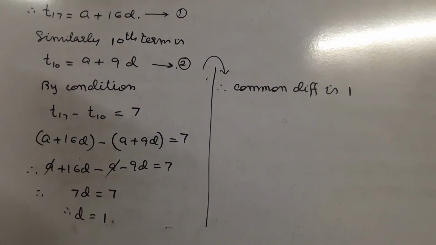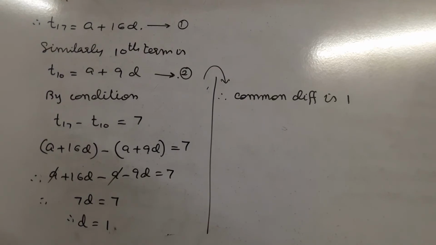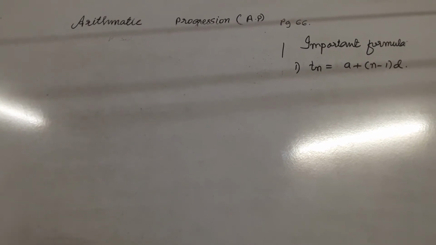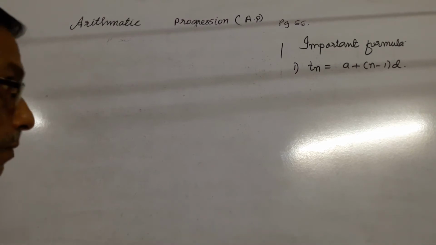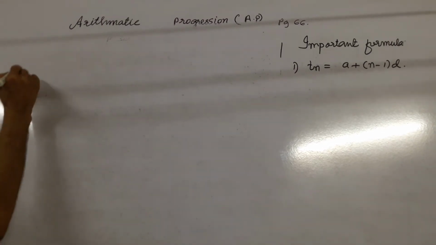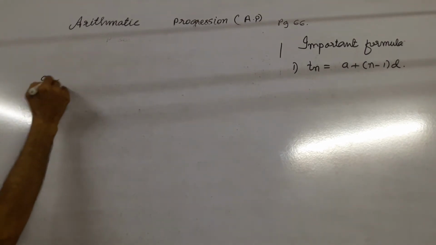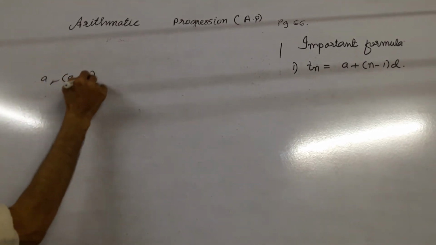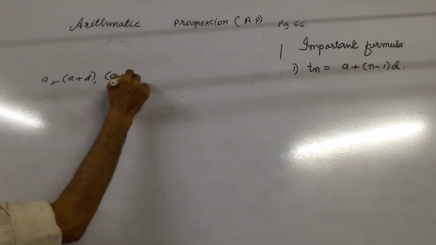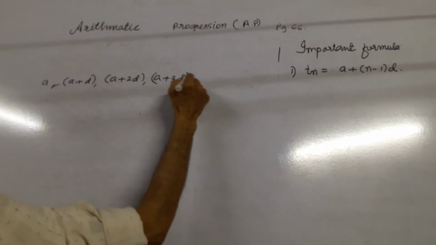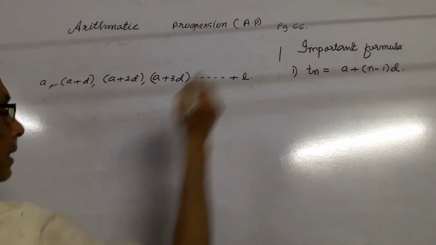Copy this. Okay, in the next part of this chapter, we are going to derive a formula to find the sum of the terms. Suppose that here it is given a, a plus d, a plus 2d, a plus 3d, like this, and the last term.